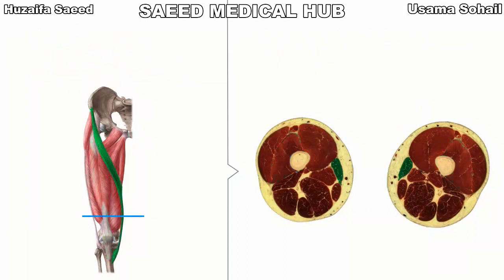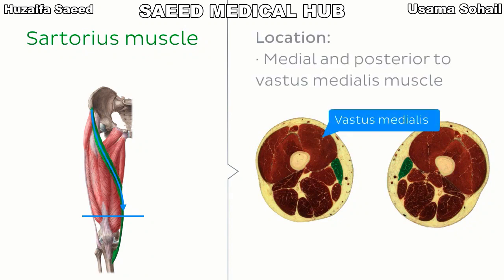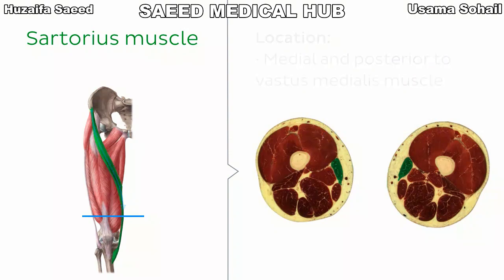The next muscle we will be looking at is the sartorius, which is the strap-like muscle which crosses diagonally across the thigh. At this level of cross-section, the sartorius can be found medial and posterior to the vastus medialis muscle. Important to note is that the sartorius muscle is not one of the quadriceps femoris muscles.